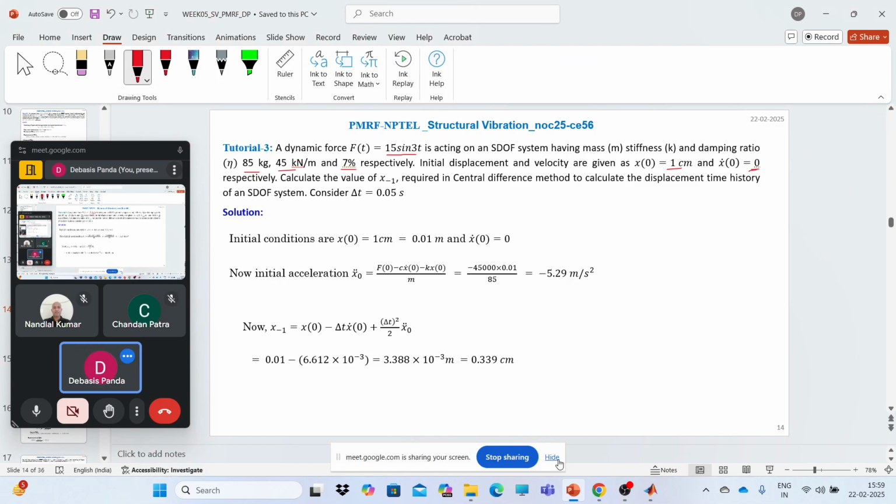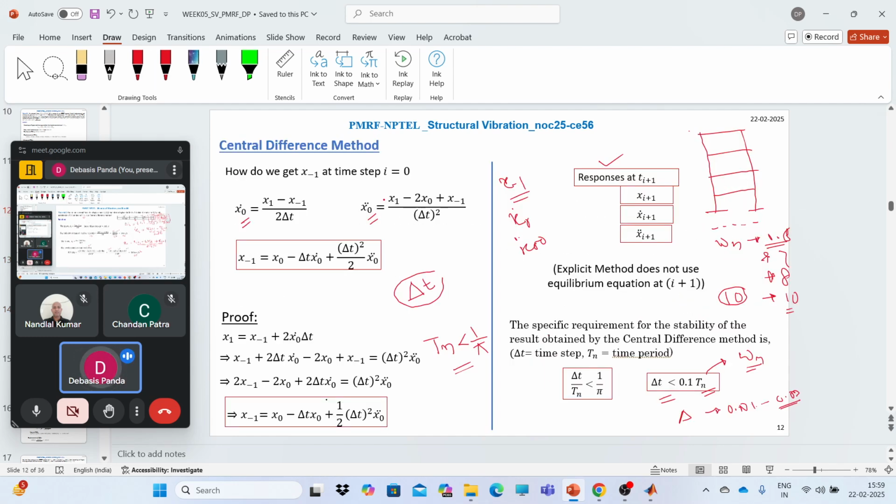Now what they ask is to calculate the value of x at minus 1. That means at the initial time point, what will be the value of the previous time step in the central difference method. Consider del t as 0.5 seconds. Here we have already derived the expression for x of minus 1. It's x naught minus del t times the initial velocity plus del t square by 2 times the initial acceleration.